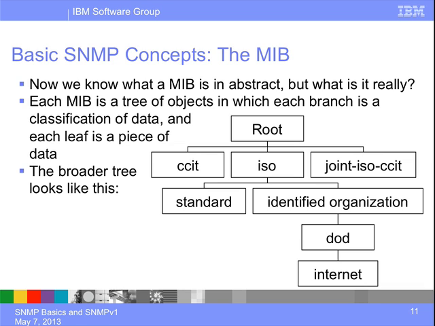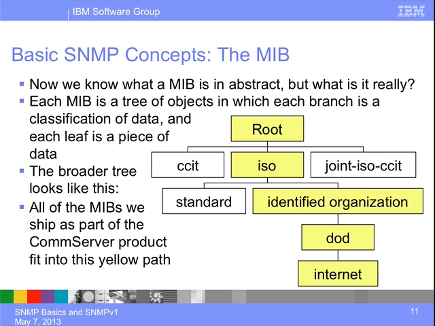So that's a conceptual description of the MIB, but it would help if we could take a look at the MIB in a more tangible fashion. MIBs are organized into a tree structure where each branch is a classification of data and each leaf is a specific piece of data. What we see here is the topmost part of the standardized tree. For the Communications Server, the MIBs we supply fit in this yellow path.